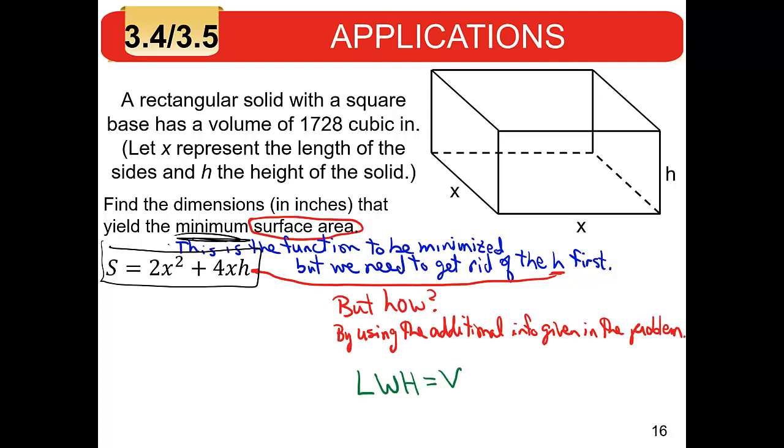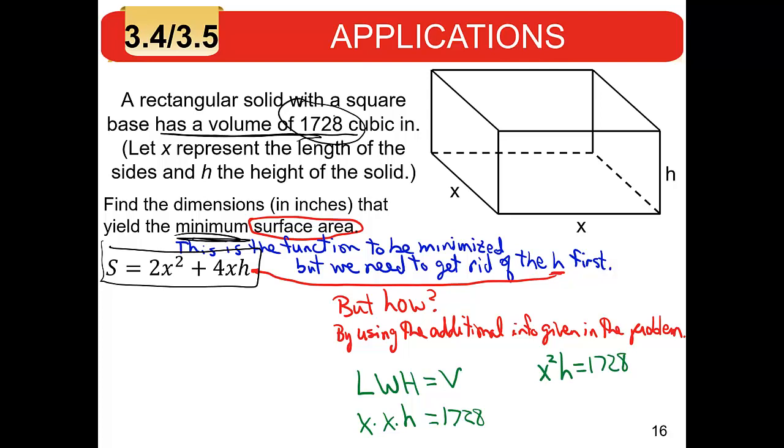I realize they tell me something about the volume being 1728, and I know the volume of a box is length times width times height. And in this particular problem, that's x times x times h, and they tell me that it's supposed to come out to be 1728. Well, x times x is just x squared, so x squared times h is equal to 1728.